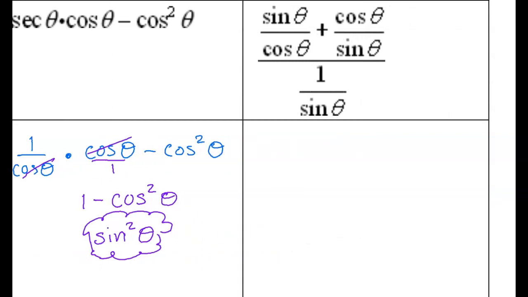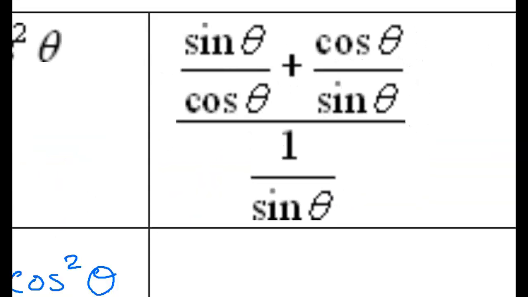Now this looks like a doozy, but we have sine of theta over cosine of theta plus cosine of theta over sine of theta all over 1 over sine of theta. Now whenever we're dealing with huge fractions like this, think about simplifying the fraction first. In the numerator, I have 2 fractions. If I want to simplify this, you have to create a single fraction in the numerator. So the first thing I'm going to do is try to add those 2 fractions together.